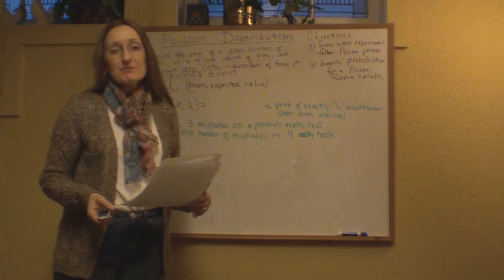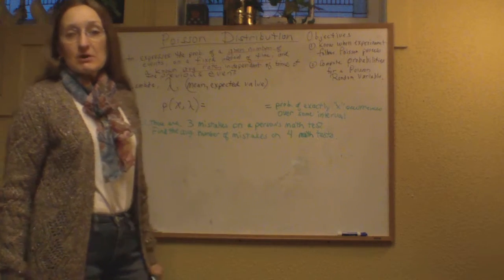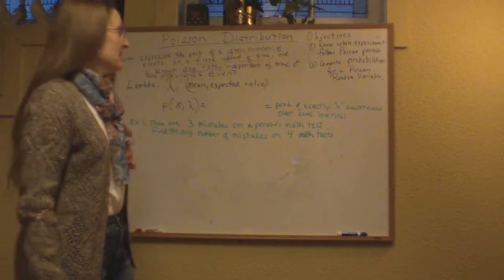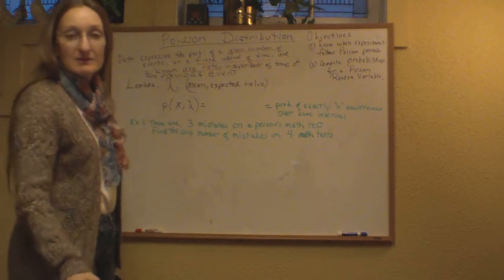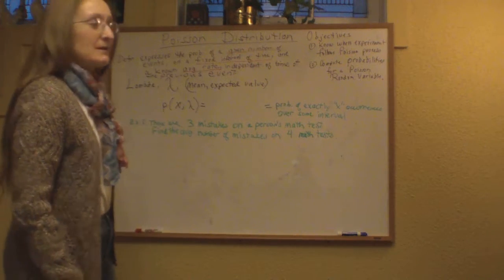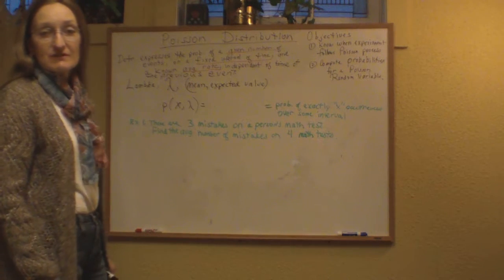Hi everybody, today we'll talk about the Poisson distribution. You'll know when an experiment follows a Poisson process, and you'll also be able to compute probabilities for a Poisson random variable. Now Poisson comes from a person's name, Simon Poisson, who was a French mathematician.